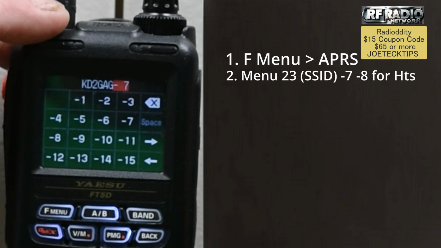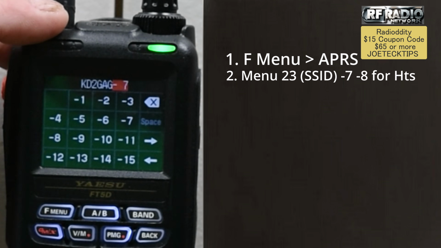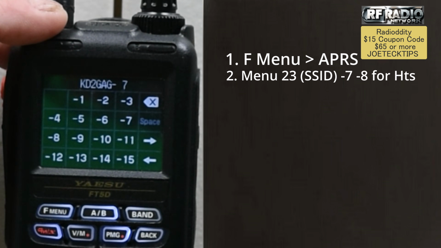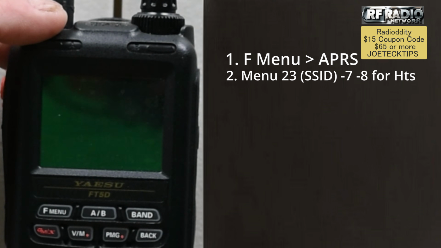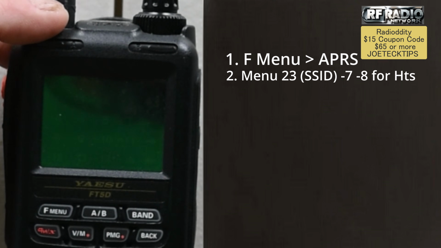This is just a guideline, so if anybody sees a -7 or a -8 on the APRS.fi website, they'll know that it's an HT device. It's just common courtesy to keep the same nomenclature through and through.